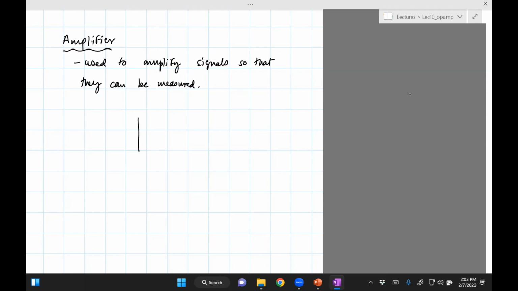Okay, so before we get into the operational amplifier, let's look at what are the characteristics of a good amplifier. Think of an amplifier as a block. Any block is going to be connected in a circuit, so it's going to have some current flowing through it. Let's say I in is the current flowing in, I out is the current flowing out.